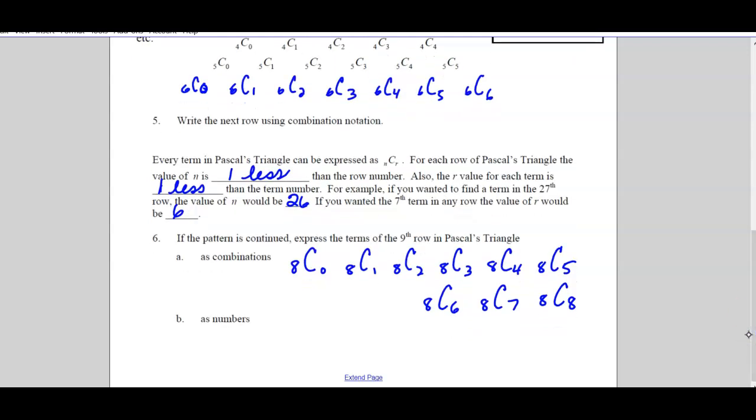And then as numbers, I'm going to leave that for you to do. Obviously, the first and last are 1s. The second and second last are 8s. And then you can go from there. I'm not going to spend the time.